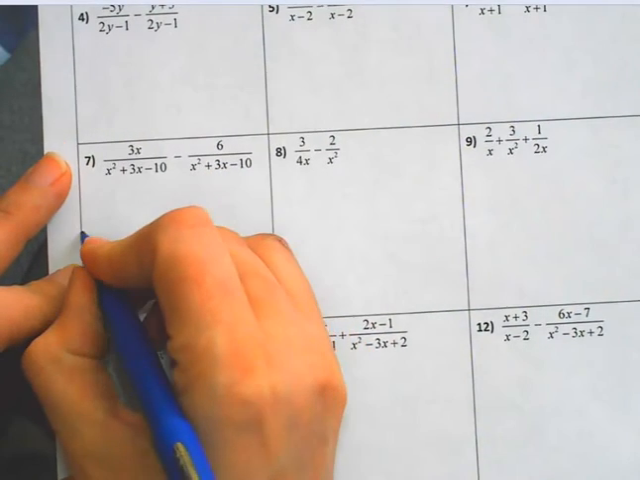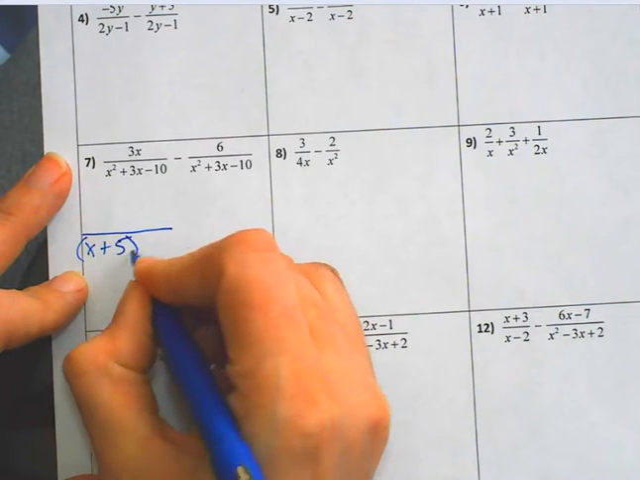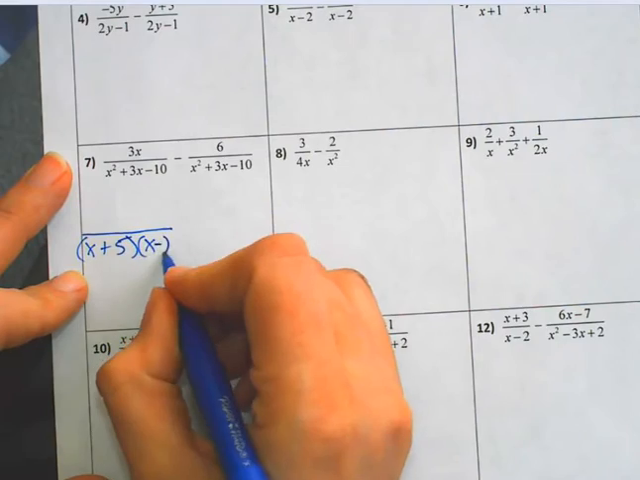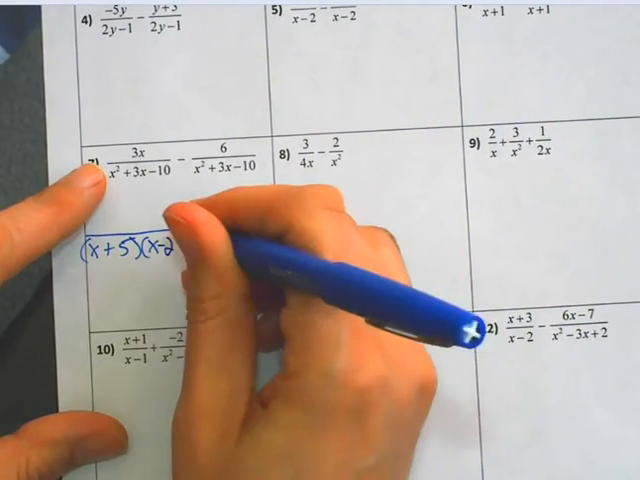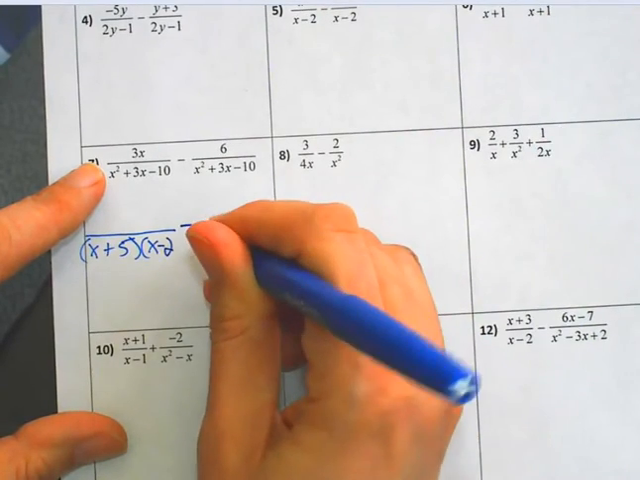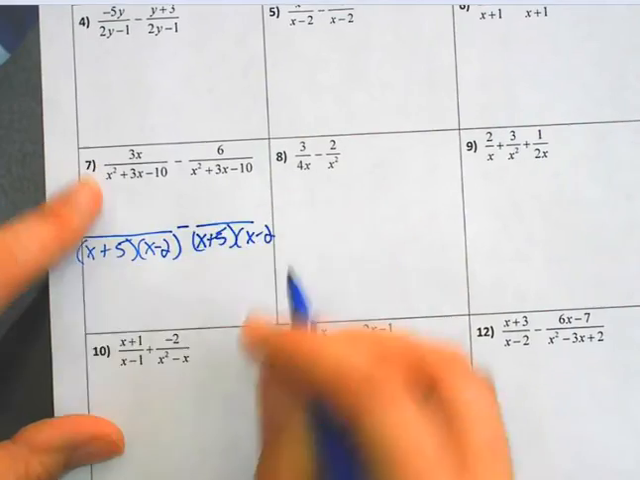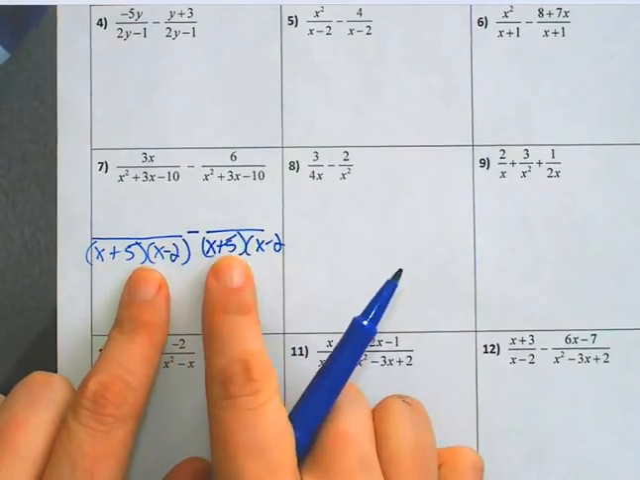So my denominator, x plus 5, x minus 2. And notice that this is actually the same trinomial, so we know that this is going to be x plus 5, x minus 2. So these are actually already the same denominator, but you need to remember that you have to factor the denominator.